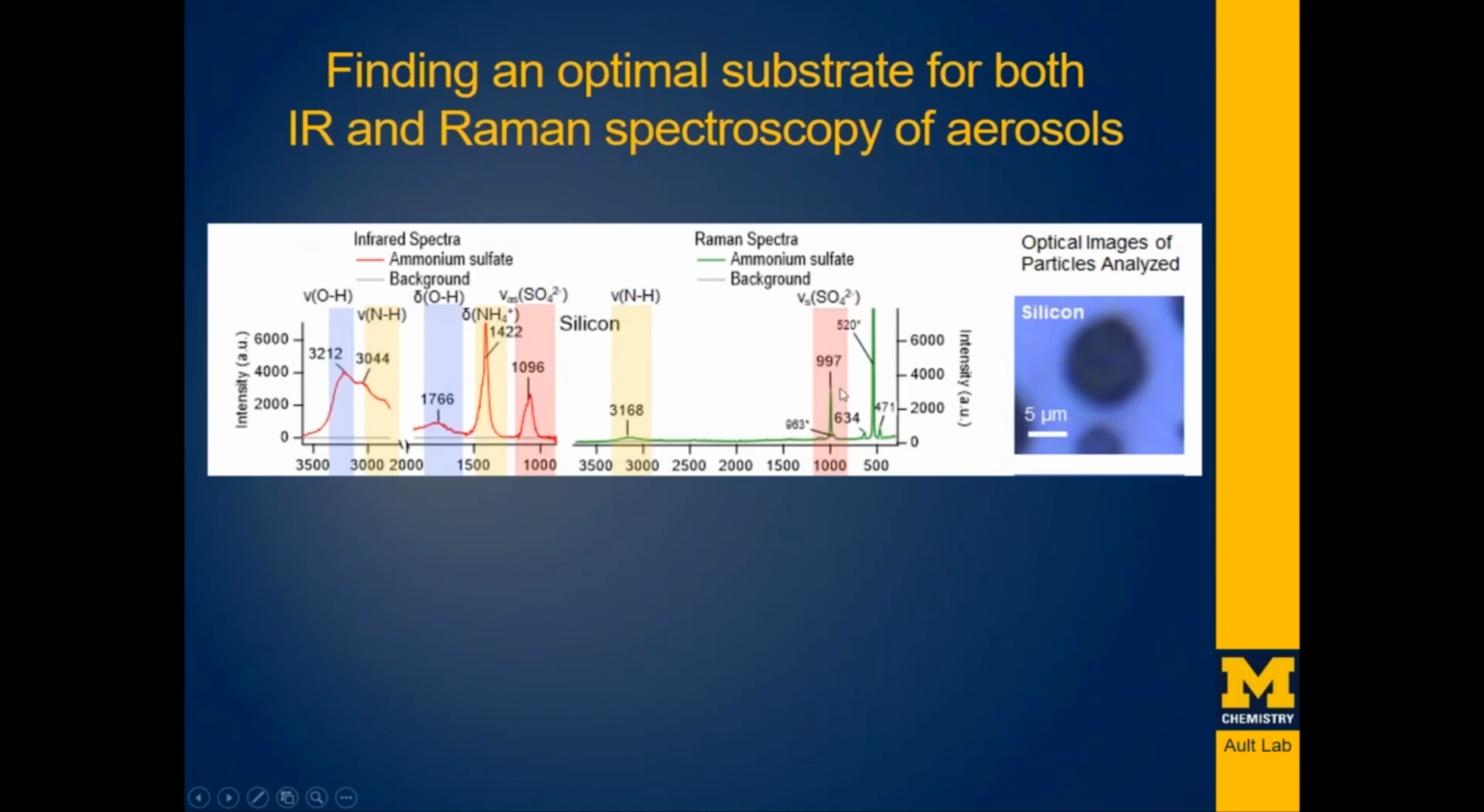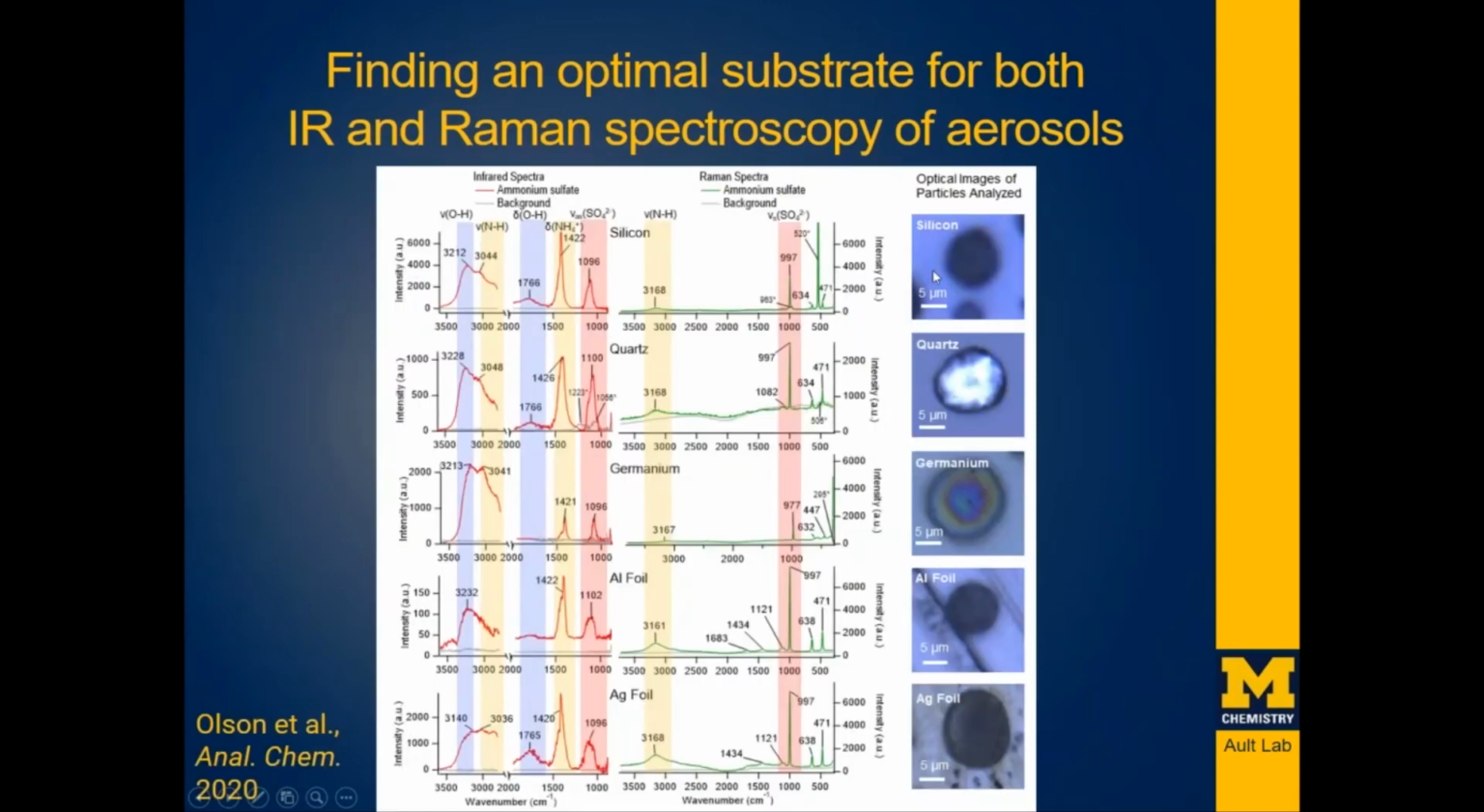And then in our Raman, we have a very nice symmetric mode for sulfate and a weaker mode for the ammonium out here, about 3168. So we were excited when we saw this, but we said, okay, silicon's great, but let's try out some other substrates as well, just to see what possibilities are out there.